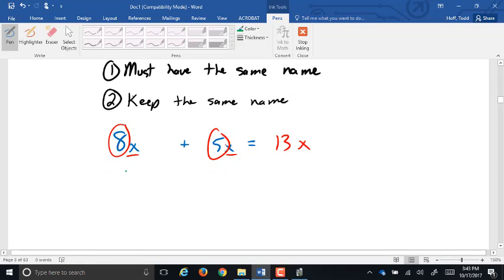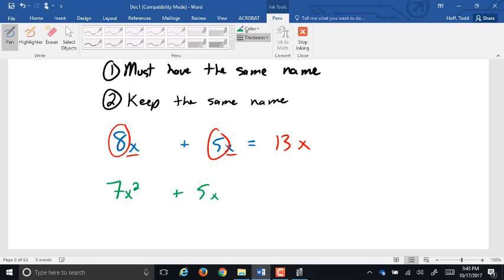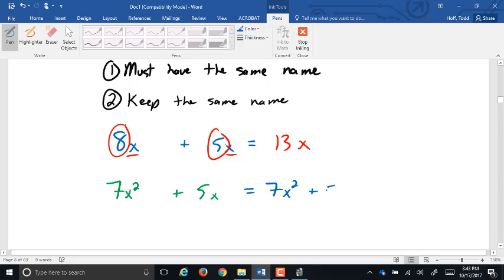Nothing to combine. How about if I have 7x squared plus 5x? Can I combine those? No, that is simply going to become 7x squared plus 5x.